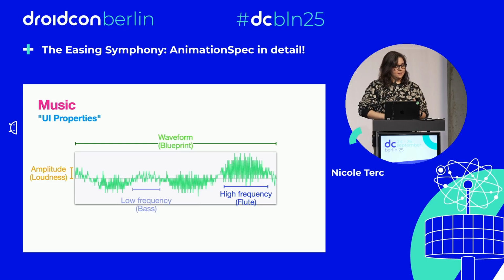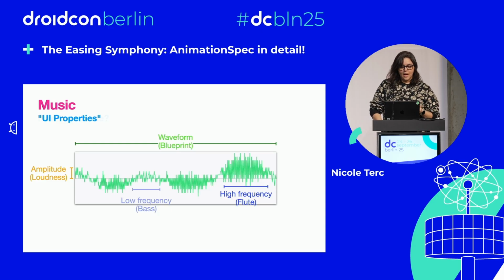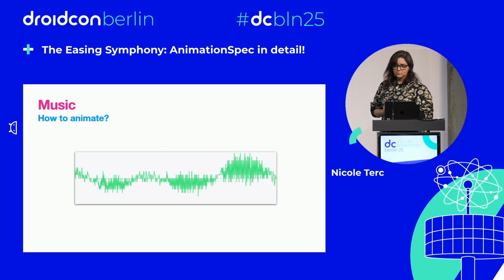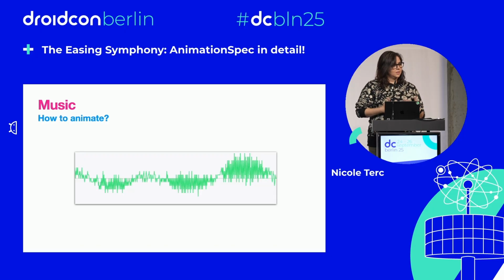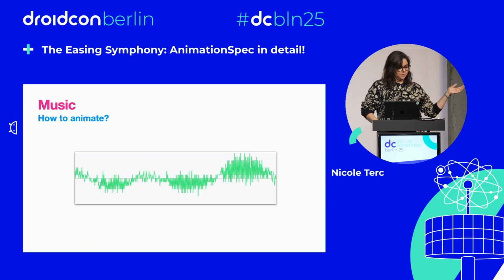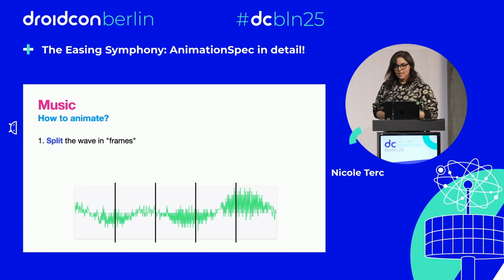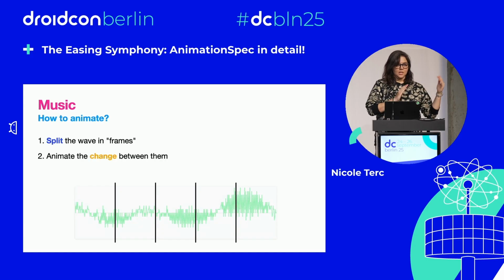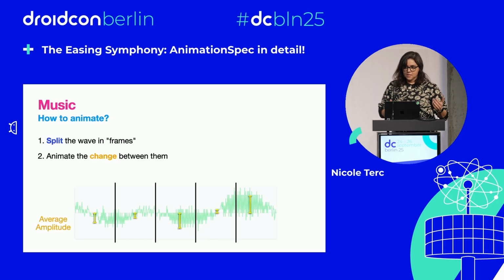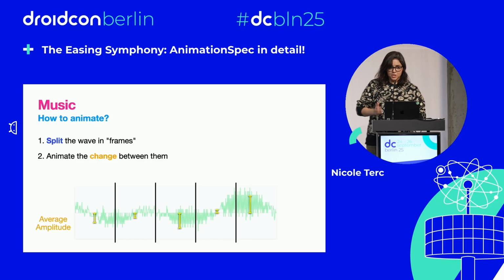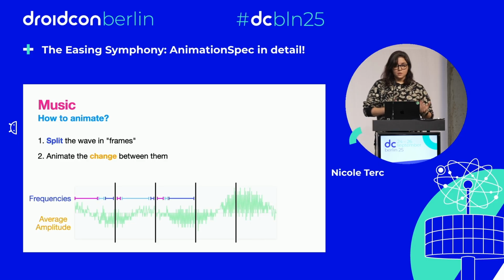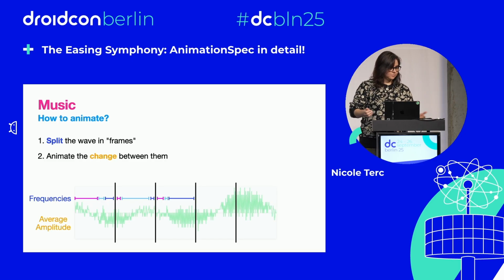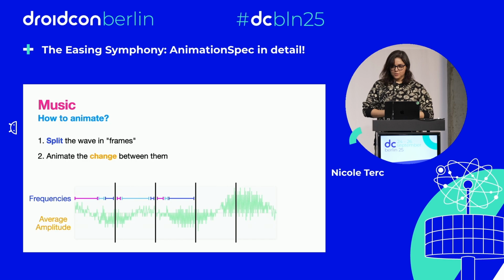But now that we have UI properties in place, how do we actually animate these things? When we're talking about music, the usual strategy is to grab the sound, split it into frames, and then animate the change between each of these frames. So we can grab, for example, the average amplitude from one frame to another and animate that change, or grab the distribution of the frequencies in one frame to the next. And that's how you're going to get the UI change you need in order to make animations. Great. So far, so good, right?